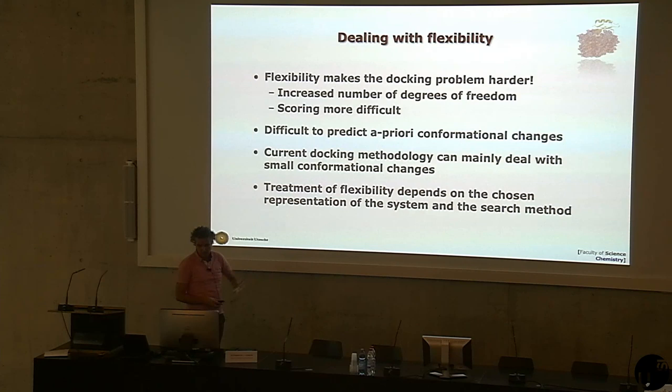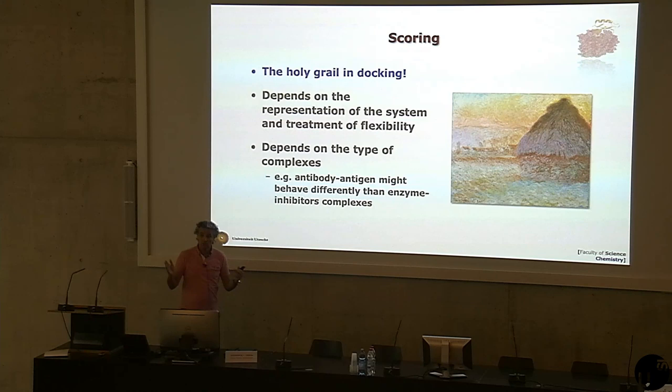Okay, now scoring. In principle, this is the holy grail, because if you have the perfect scoring function, the remainder of the problem is just computing time, because then you can generate billions of models. If your scoring function is perfect, you're going to find a solution to your problem. Our scoring functions are not perfect. They depend on the system, how you represent the system, and the flexibility, and you see also in the field that people are developing functions that are specific to a given type of problem, optimized for antibody-antigen complexes, optimized for small molecule docking. So there is not a universal scoring function that works for everything.